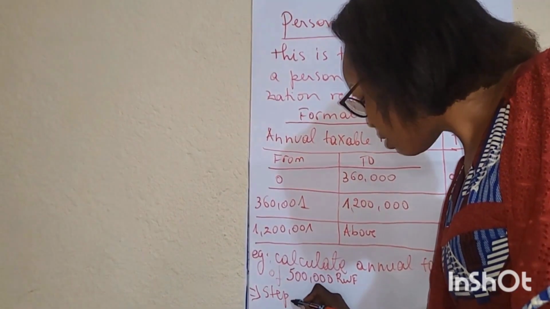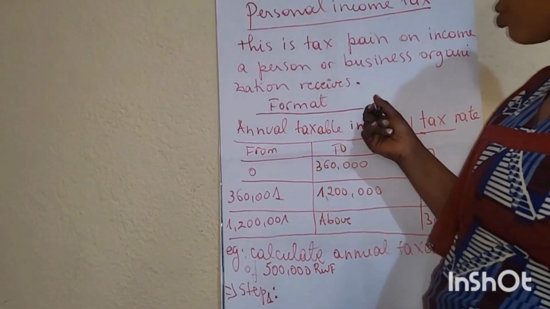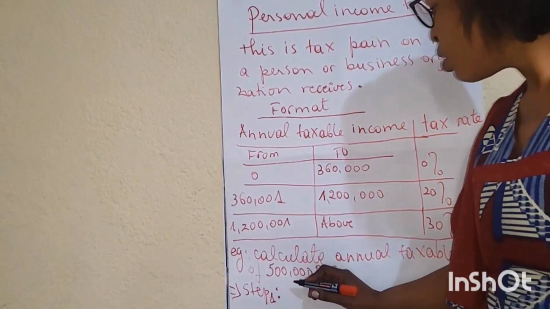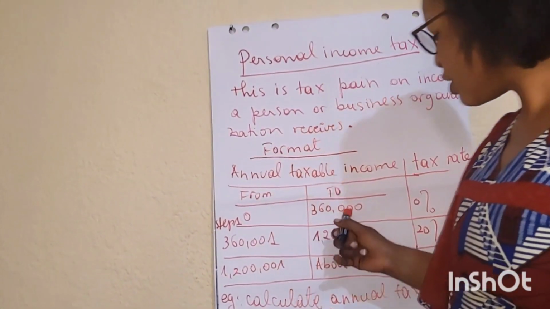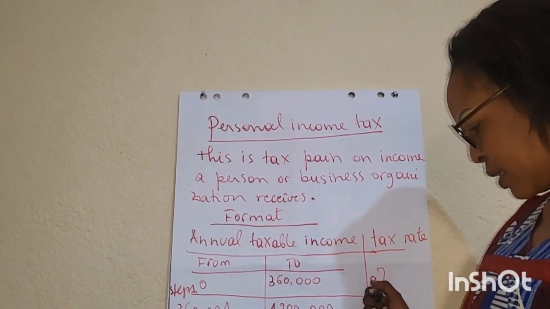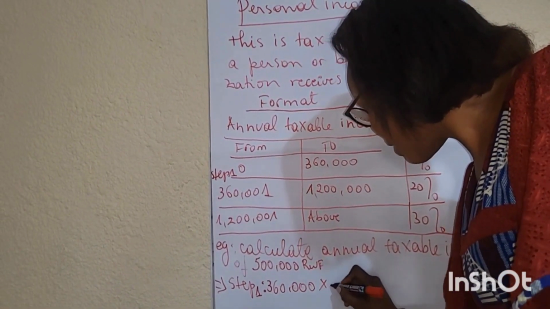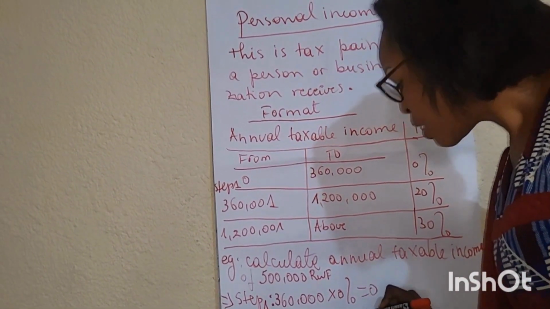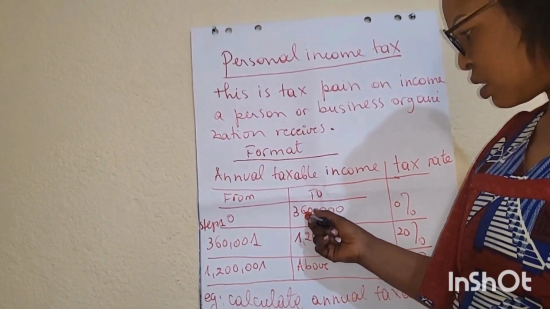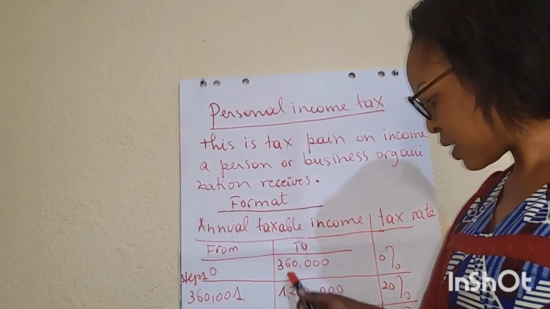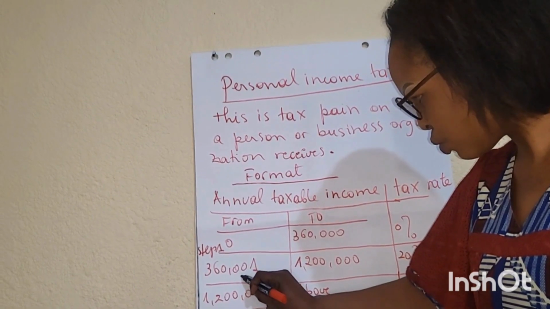Step one, as we have seen in professional income tax, and here also we have to go step by step. Step one. The calculation of tax here is 0%. This means that on 360,000 tax is 0. Because we have to go step by step, and this amount is exempted from paying tax, the remaining amount is in step 2.